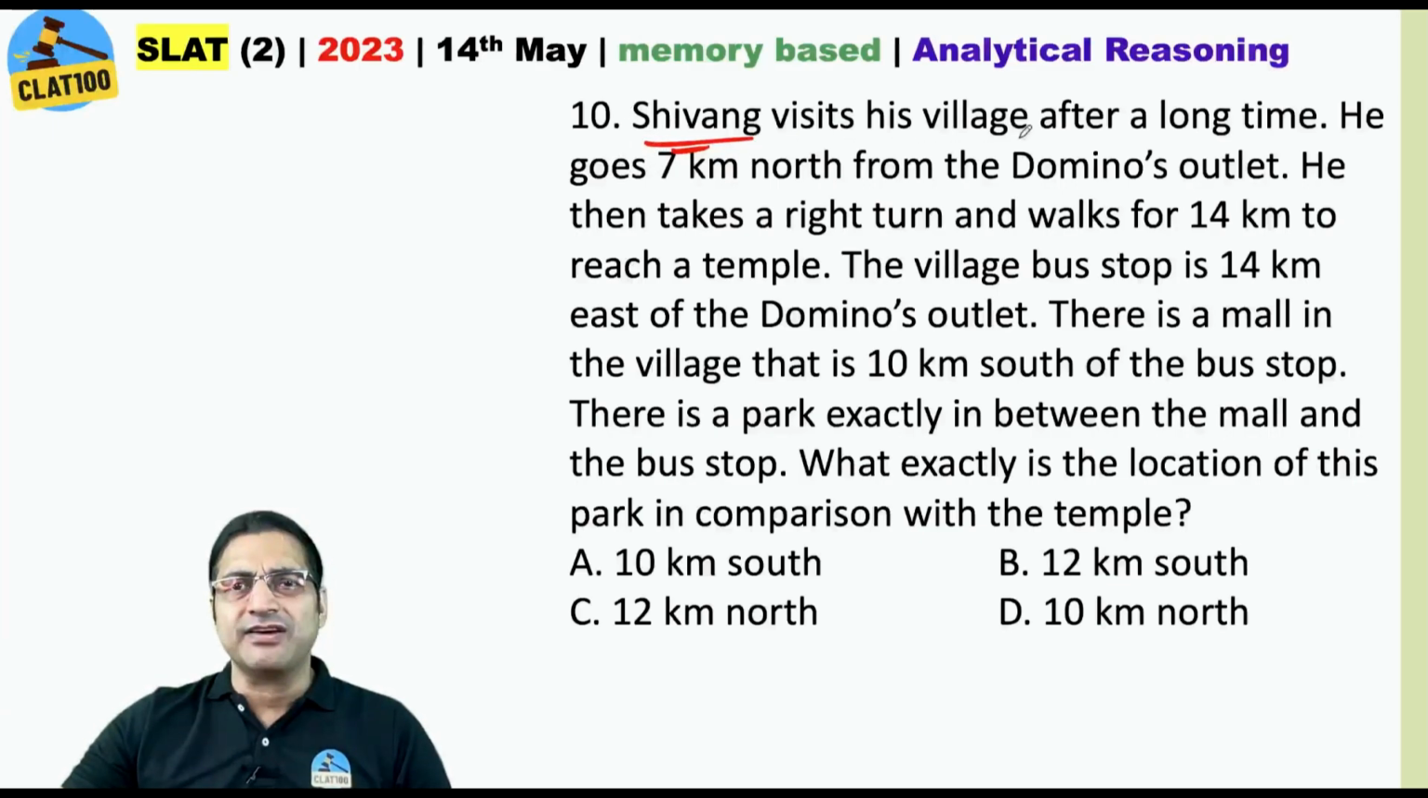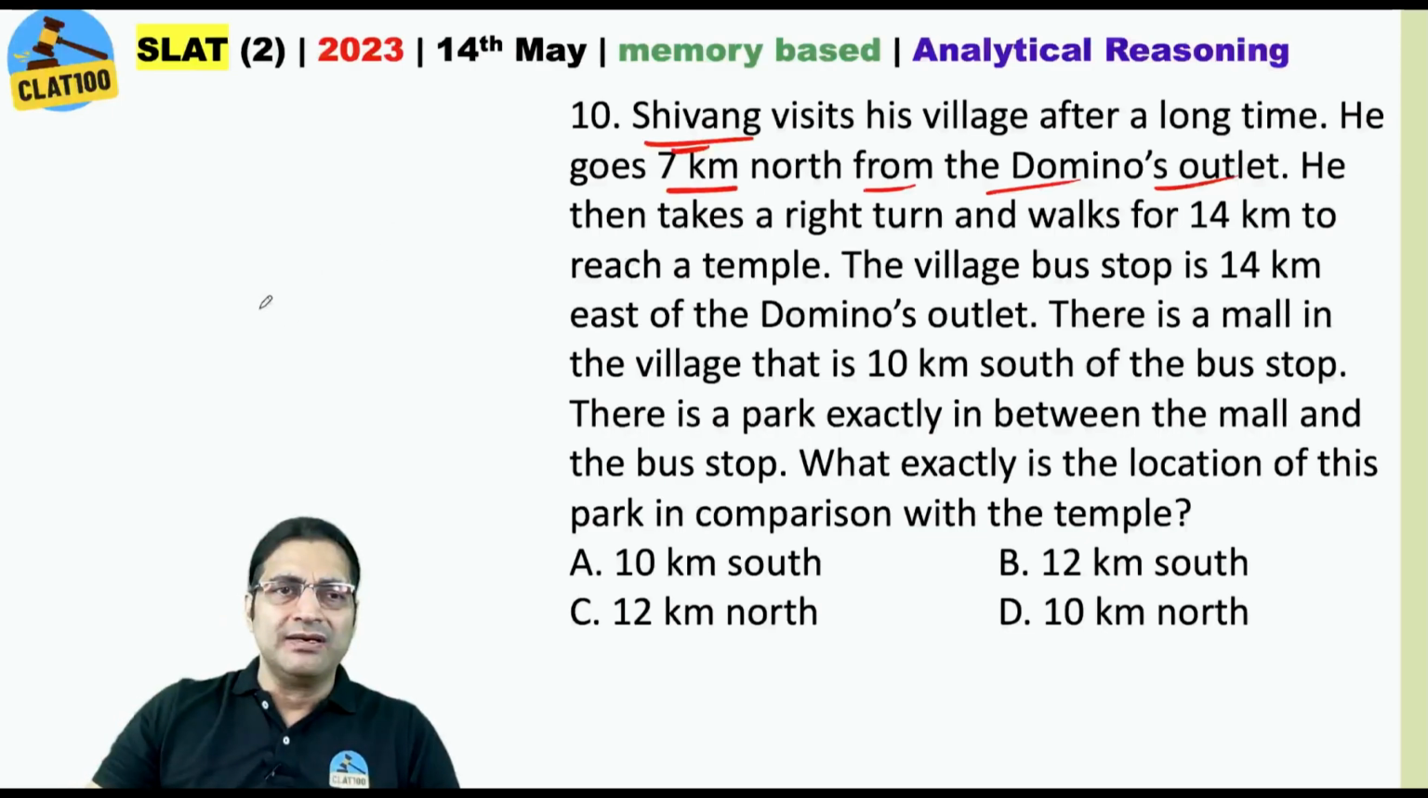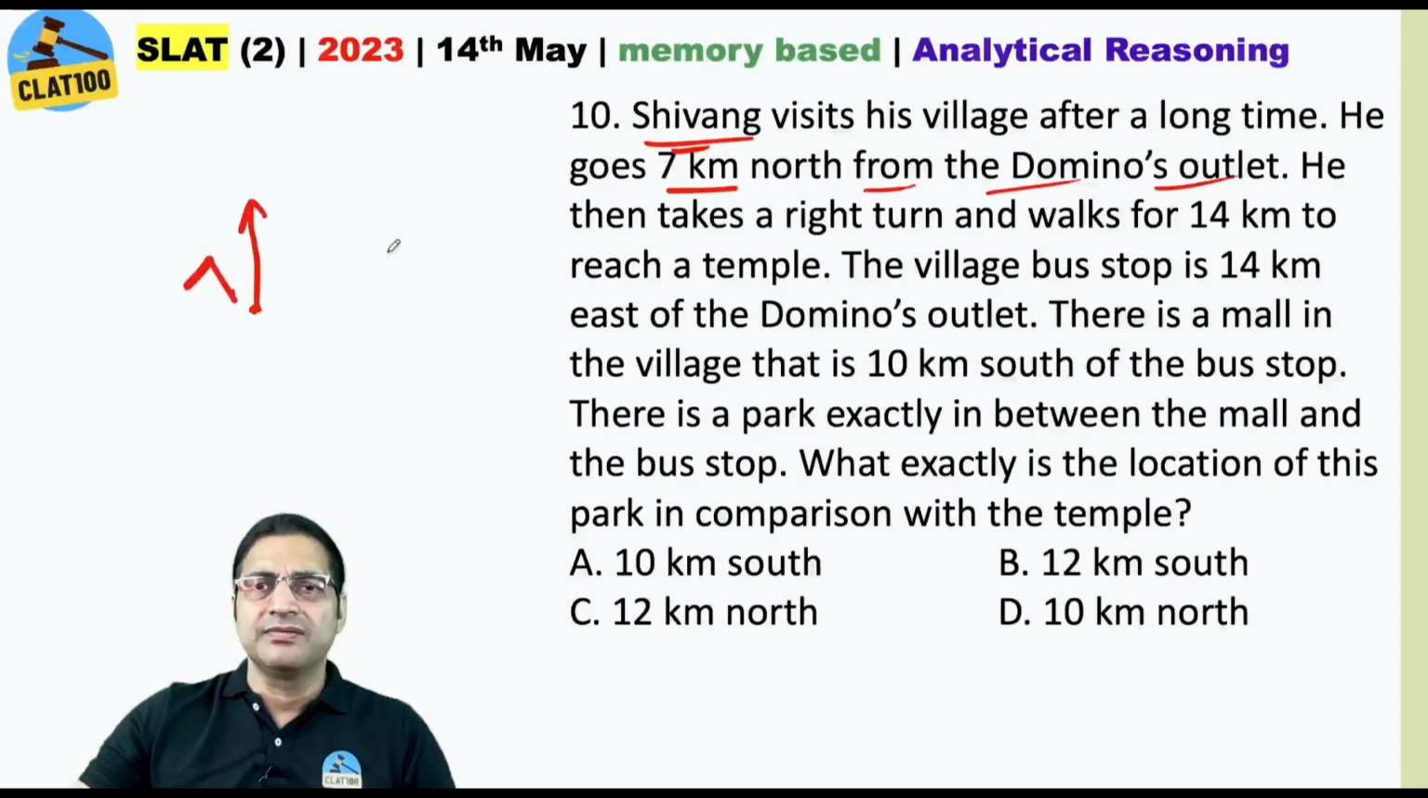Shivang visits his village after a long time. He goes 7 km north from the Domino's outlet. Okay, let's say this is Domino's outlet. He goes 7 km north. He then takes a right turn and walks for 14 km to reach a temple.